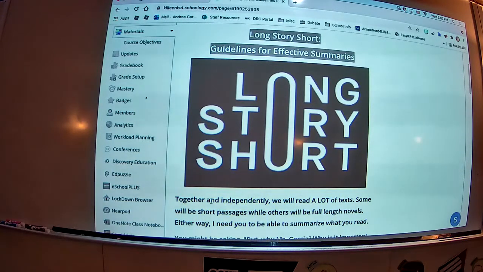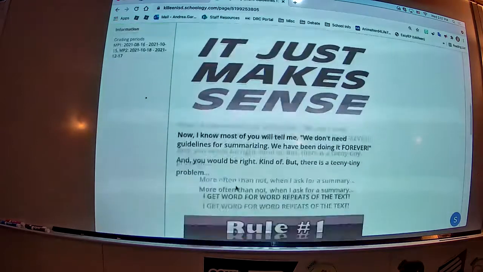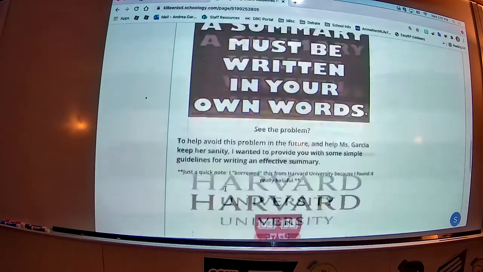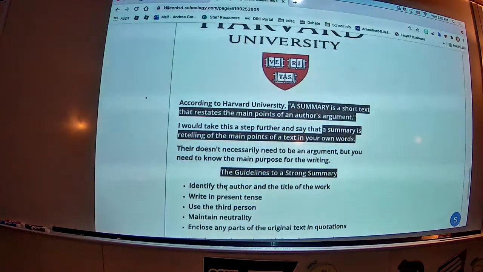And one of the first rules of summaries is that you use your own words. If I wanted to read the author's words, I would just go read that text. And I promise you, if I'm giving you the text, I've probably read it 1,000 times myself. So I want to know what you think it means, okay? There are some guidelines to make sure you write an effective summary, and they're pretty simple. And I know that they work because I got the information from Harvard.